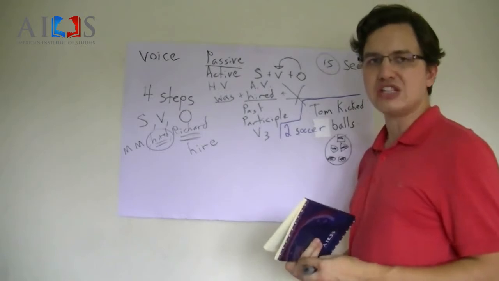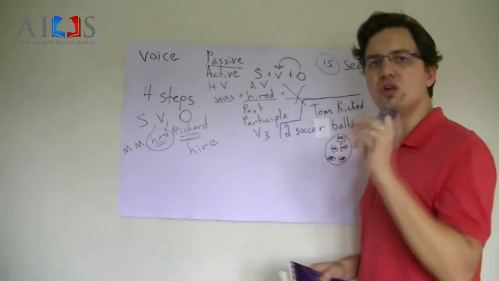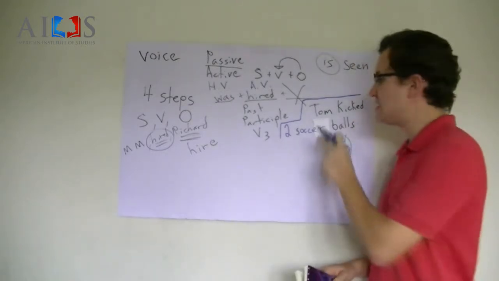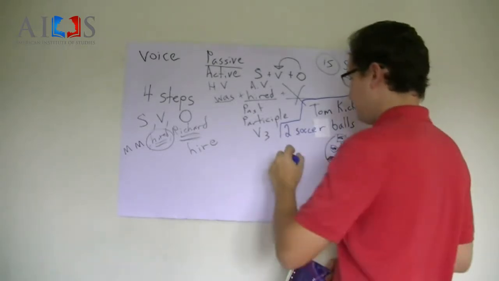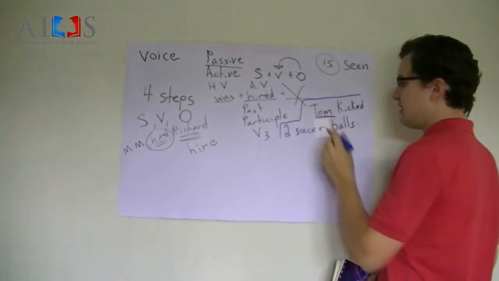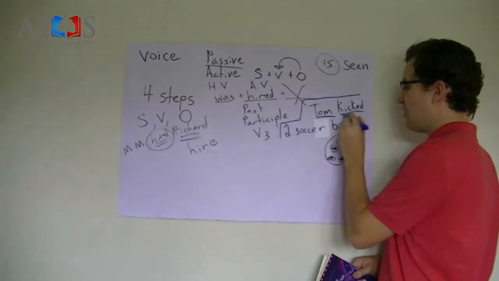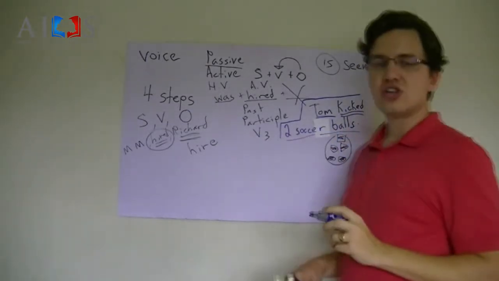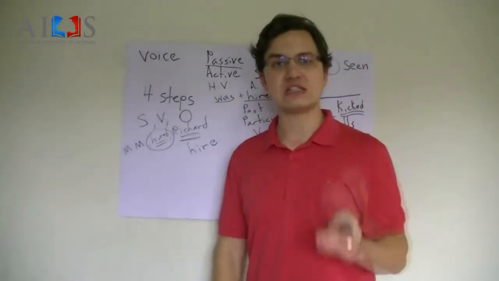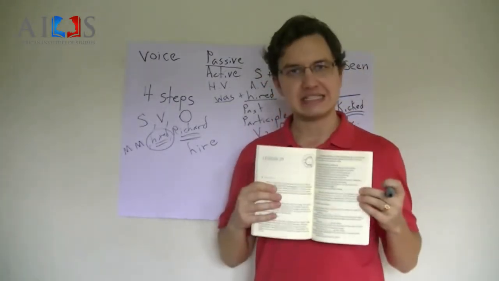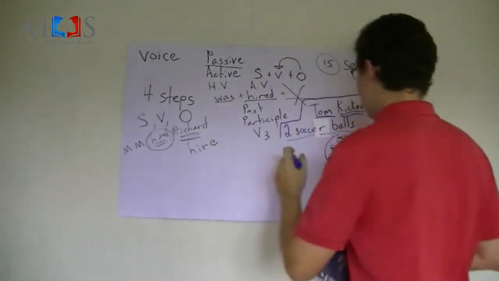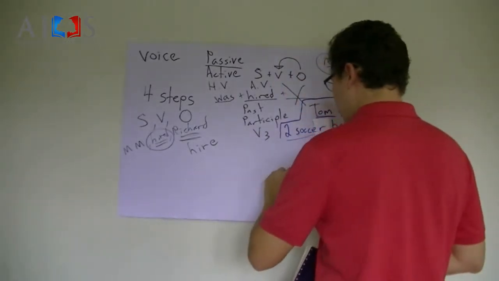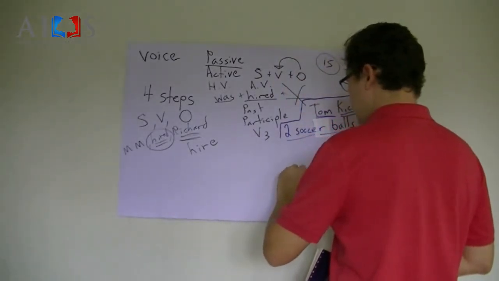Now, how do we change this to passive voice? Right now it's in active. So we find the subject, the verb, and the object. So, let's think about our 4-step process that's listed in the book. So we need to write the object first.